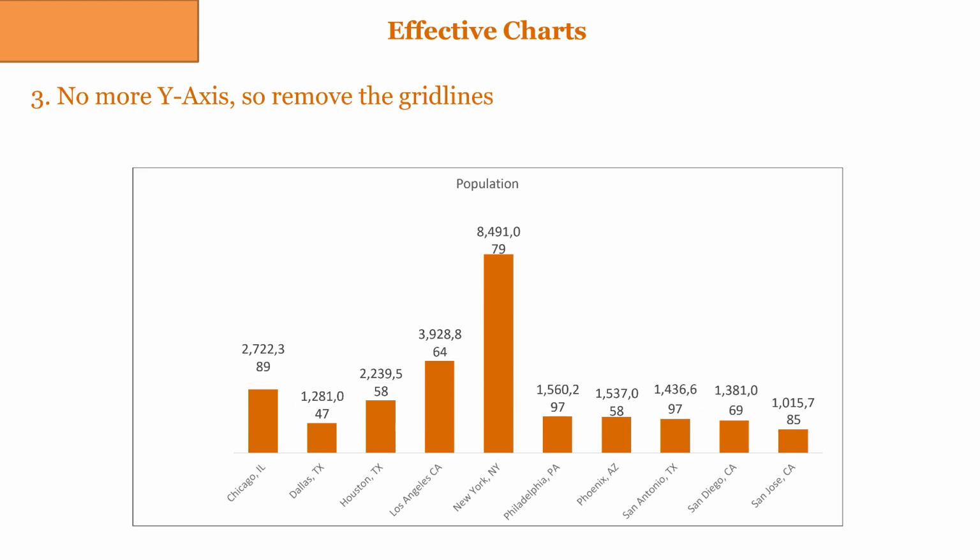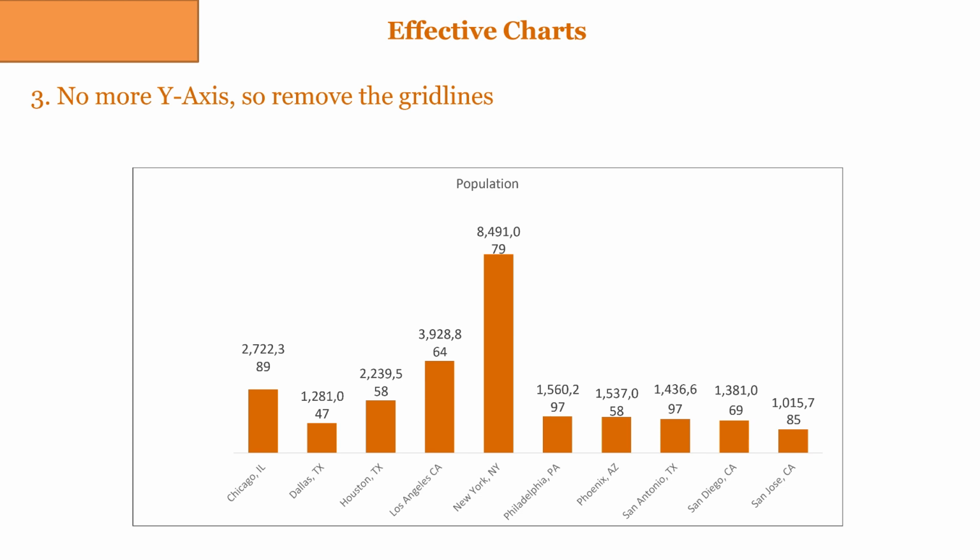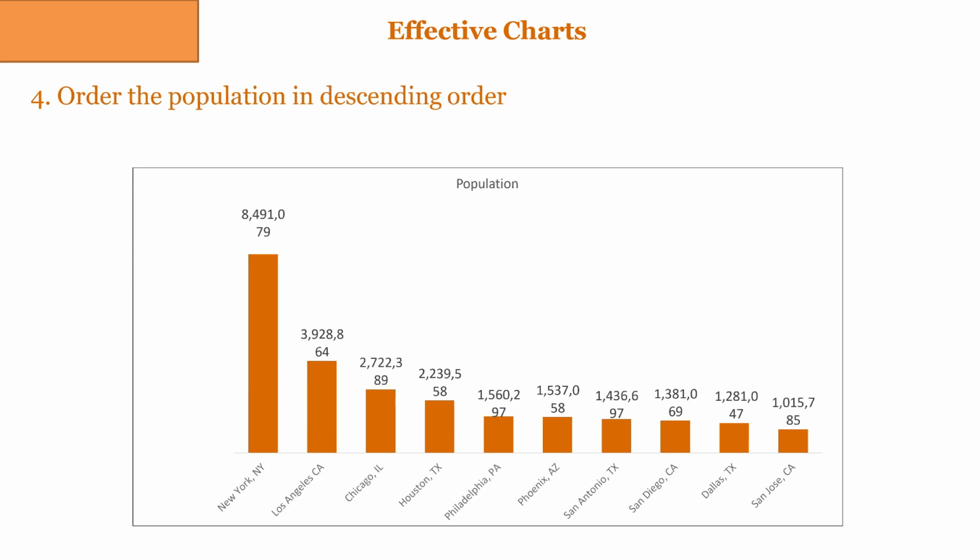Then the third thing is we need no more y-axis, so because we don't have a y-axis, we are removing the grid lines. We don't need the grid lines. Then the fourth thing is that we need to order the population. Remember, our goal is to make sure that Chicago is the third most populous city. In the previous chart, it was a bit difficult to spot where Chicago is. But now we are reorganizing this so that if we say Chicago is the third most populous city, you can just do a simple count: 1, 2, 3.